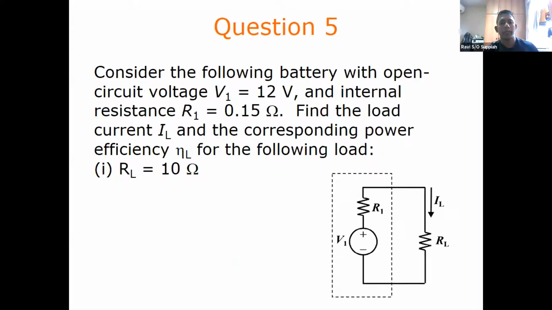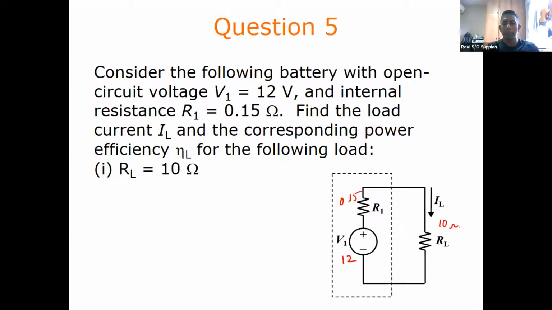Okay, so question 5. Here we are talking about a simple circuit. In this case, we have a voltage source of 12 volt and internal resistance of 0.15 ohm. All right, and this is the load. So in part one, your load is 10 ohm, and you're asked to find the load current and the power efficiency.